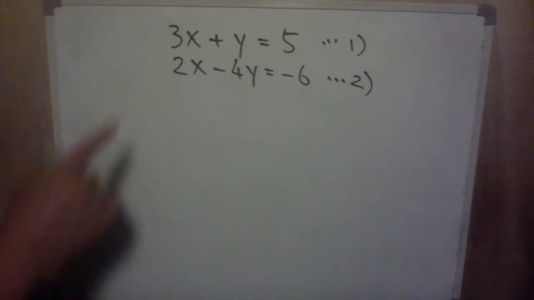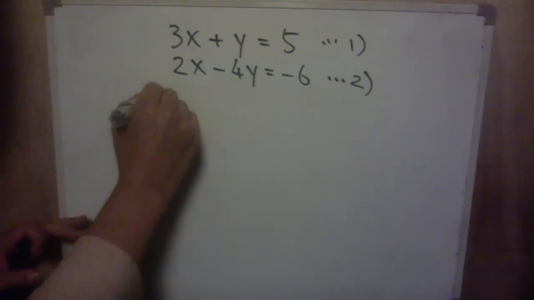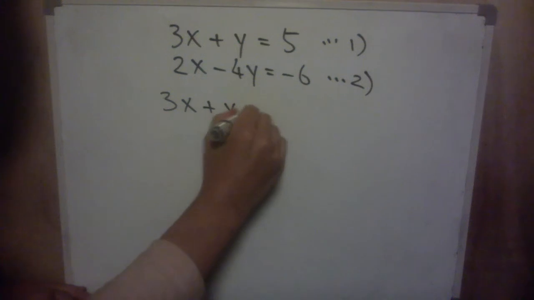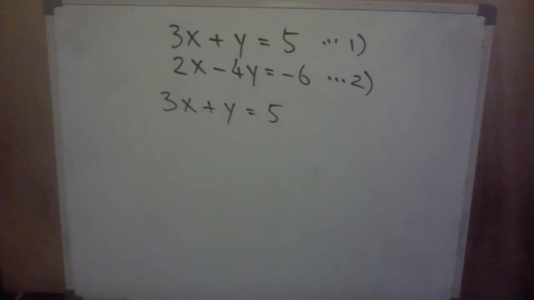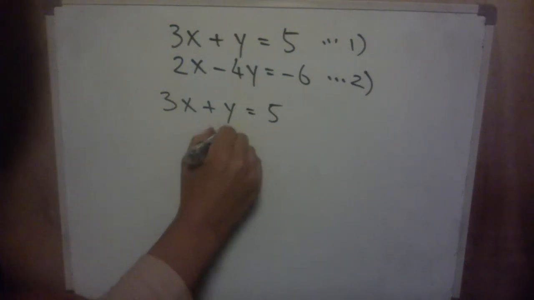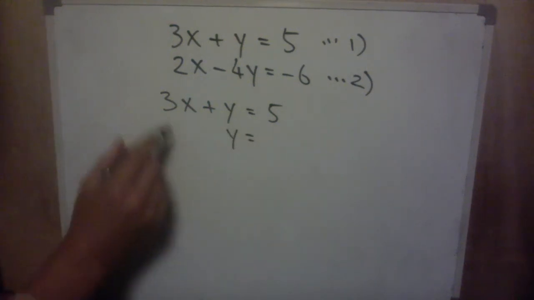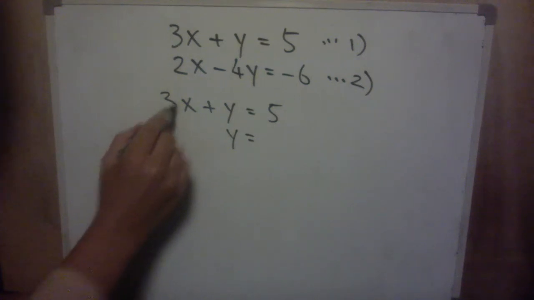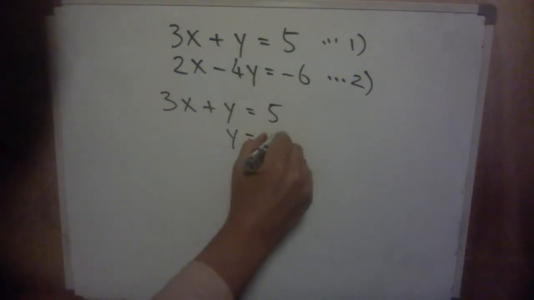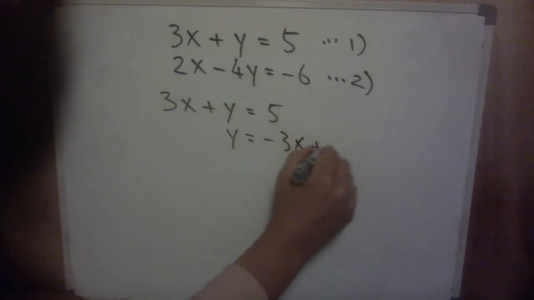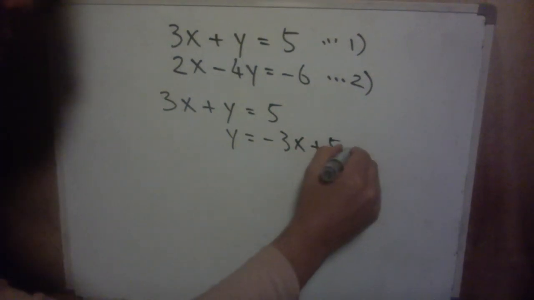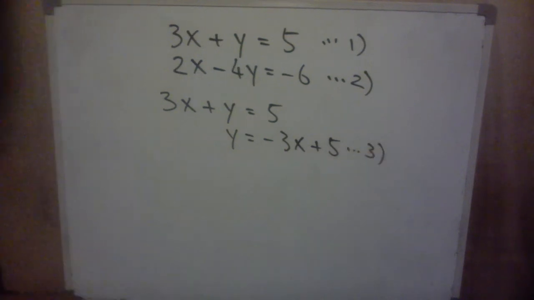So let's take equation number 1, 3x plus y equals 5. I'm going to solve this equation for y. So what does that become? y equals, 3x, I'm going to take it to the other side of the equation, so that changes signs. So y equals negative 3x plus 5, right? Let's call this equation number 3.